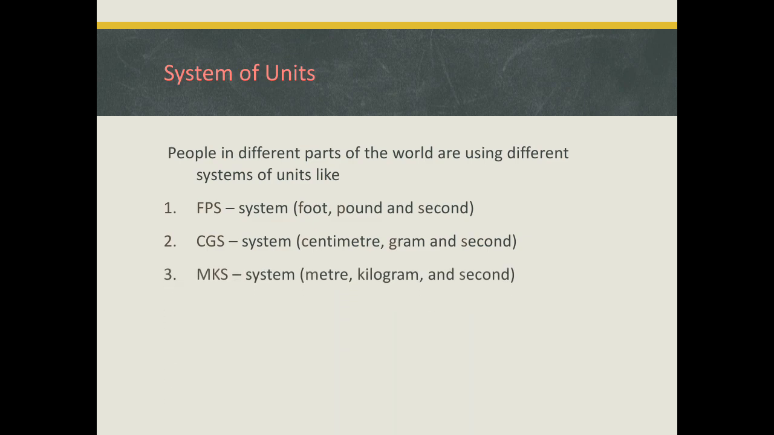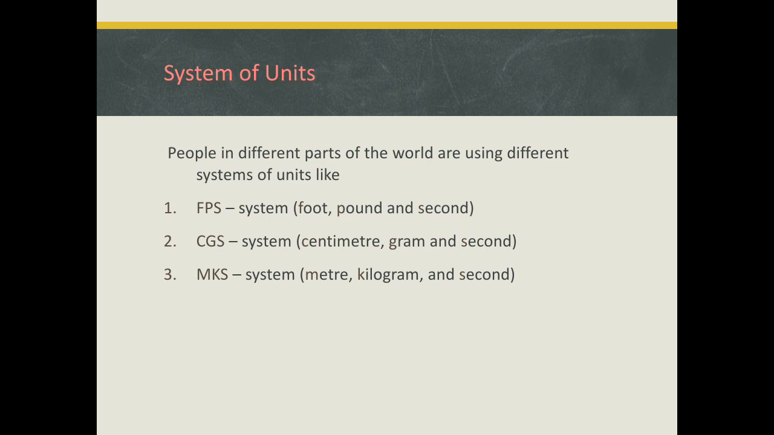Then we have another kind of system, that is the MKS system, where M stands for meter for measuring length, K stands for kilogram for measuring mass, and S stands for second for measuring time. So these were the different types of systems of units which were used, and even today in some places we use them.